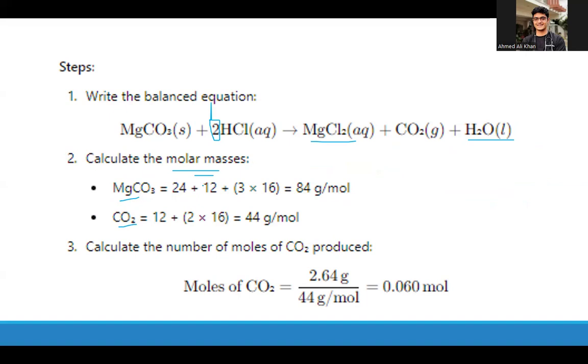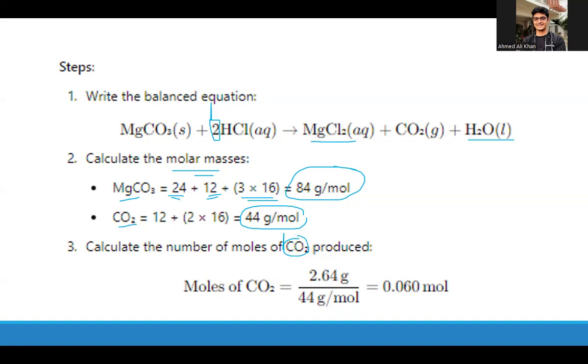So we calculate the molar mass simply as we did before. Magnesium की mass, carbon की mass, 3 oxygen atoms की mass, that gives us 84 grams. This is the MR of magnesium carbonate. That's step 2. Now you calculate the number of moles of carbon dioxide produced, right?